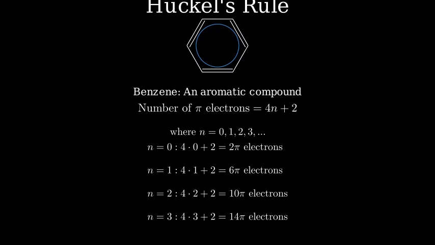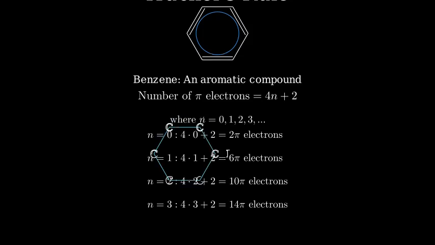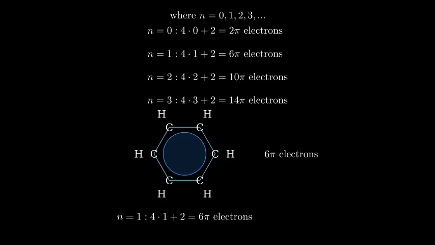Let's examine some common examples of aromatic compounds and verify Hückel's rule. First, let's look at benzene, which we saw earlier. Benzene has a 6-membered carbon ring with alternating double bonds, which gives it 6 pi electrons. According to Hückel's rule, with n equals 1, 4n plus 2 equals 6, so benzene is indeed aromatic.